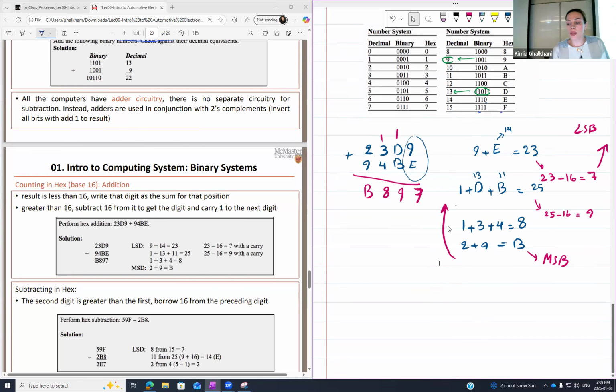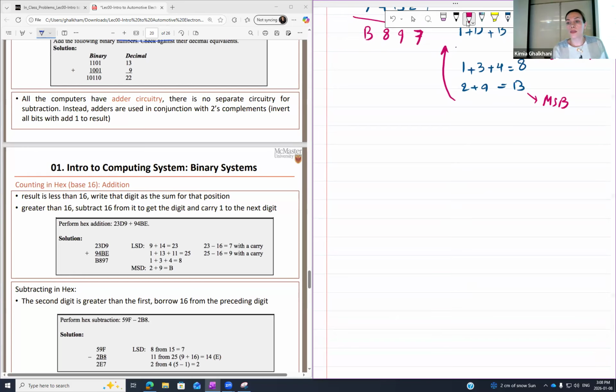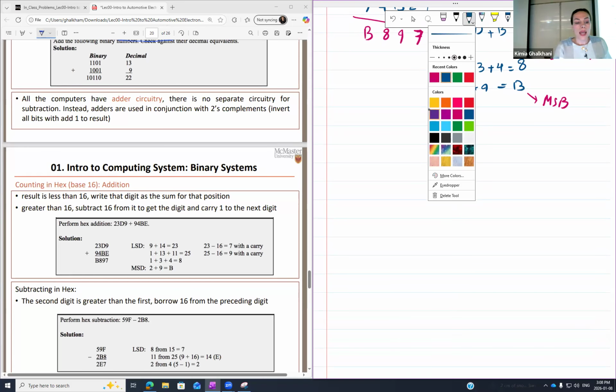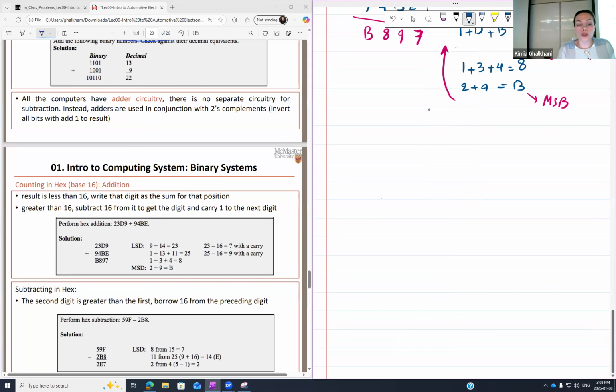Okay. Let me practice another one and gradually wrap up. Another one is going to be maybe another number. Let me use 5, 9, because that was summation. Let's do subtraction. 5, 9F minus 2B8. How do I do this?